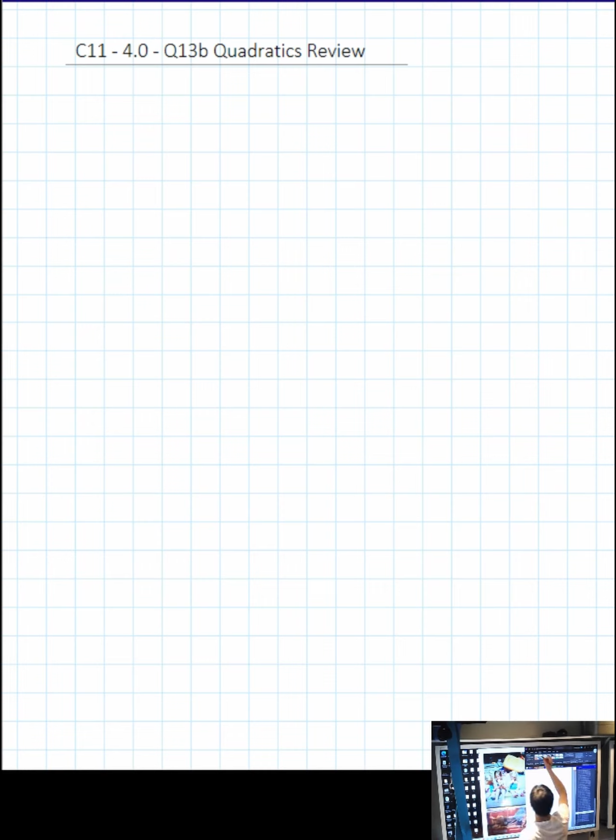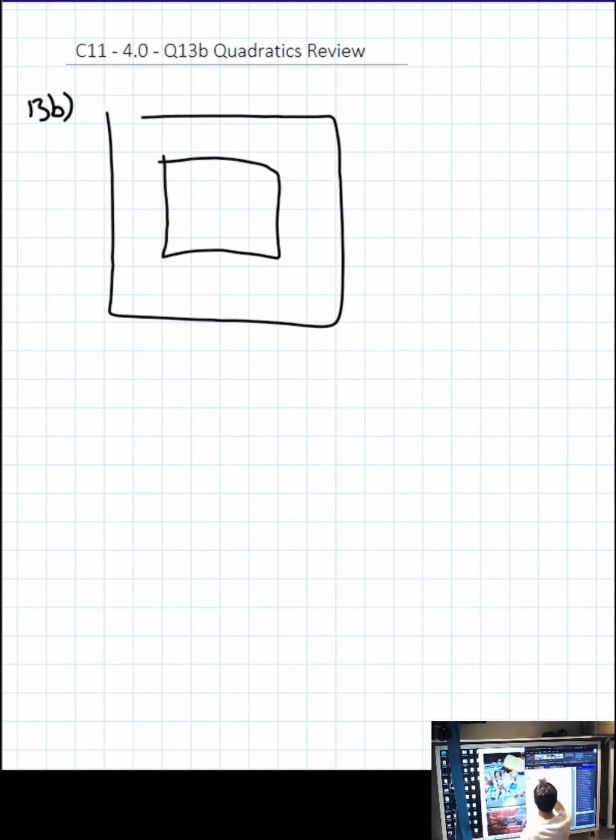Okay, 13b. So we have a picture, so let's draw a little picture. And it's surrounded by a border. And the total dimensions are 8 by 6, with the width of the border being equal, being x the whole time. Now, again, remember, sometimes in the word problem, they're going to explain to you the diagram. Sometimes they're going to give you the diagram, sometimes not. So in the previous questions, we didn't give you the diagram, and now we're giving you the diagram.